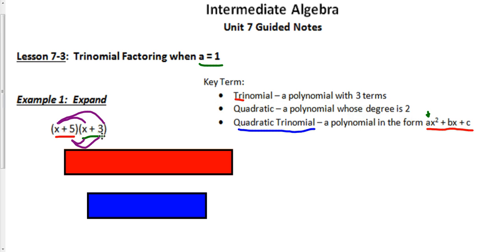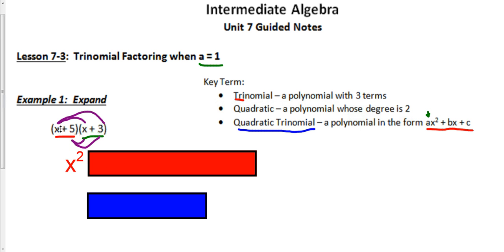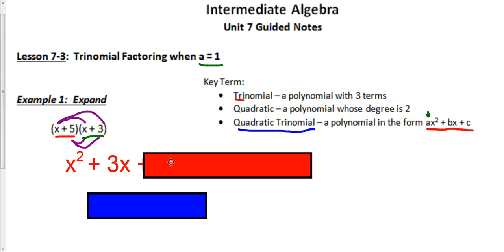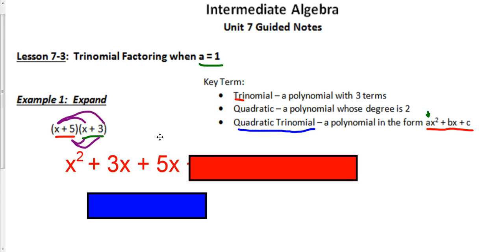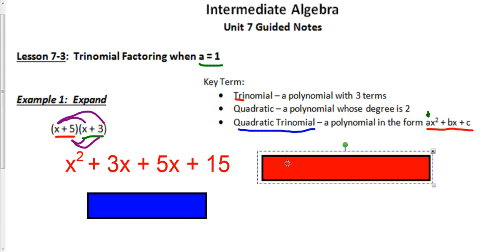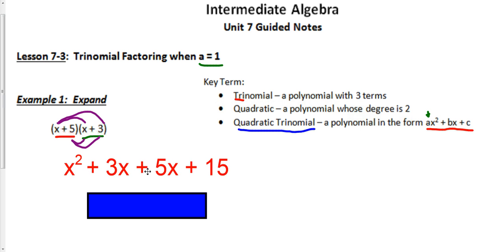So when we look at that, x times x is going to be x squared. X times 3 is plus 3x. They're both positive, so it's plus 3x. Positive 5, positive x becomes positive 5x. Positive 5 times positive 3 becomes positive 15. Okay, so this was our first step.